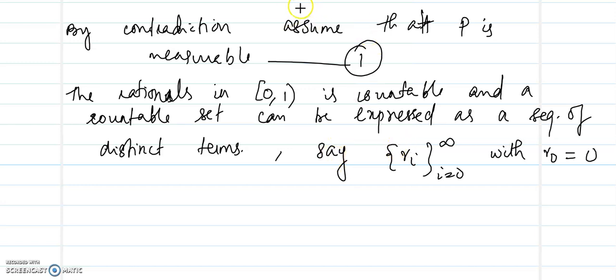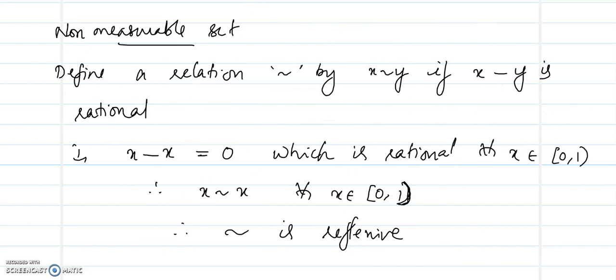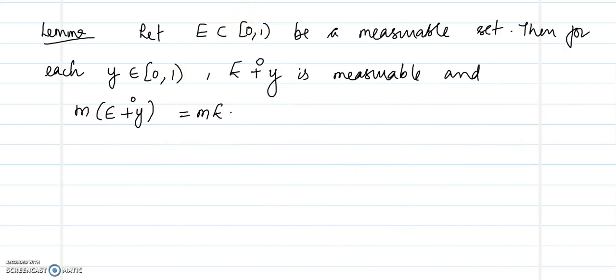Now we are going to use our lemma. The lemma says: if E contained in closed [0,1] is a measurable set, then for each y belonging to [0,1), E sum modulo 1 y is measurable, and its measure will be equal to m of E. So here P is a subset of closed [0,1].